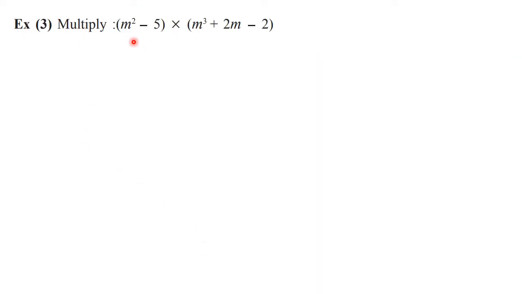Multiply m square minus 5. This is the first polynomial given, and into, in the second bracket, the second polynomial is m cube plus 2m minus 2. So while writing, first of all, we have to write down the question as it is: first polynomial multiplied by the second polynomial. Now you know how to do it.